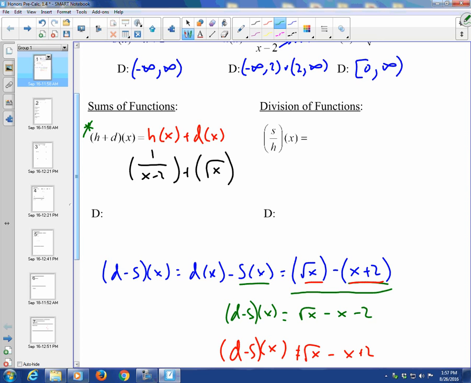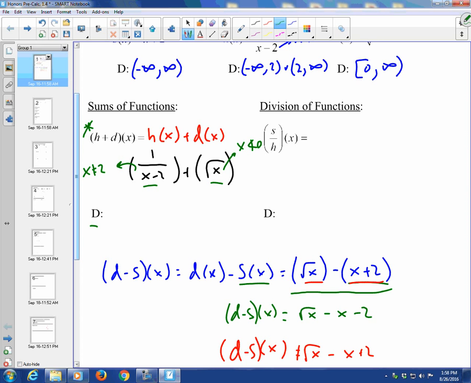So right here, what we're going to do now is go ahead and define the domain for our new function. And the way we're going to do this is we are going to determine the restrictions from each of our parentheses and then see if we get any restrictions from the composition or the addition of these two equations. So right here, our first restriction is that for our h of x, x cannot equal 2. And for our square root of x, x cannot be less than 0.